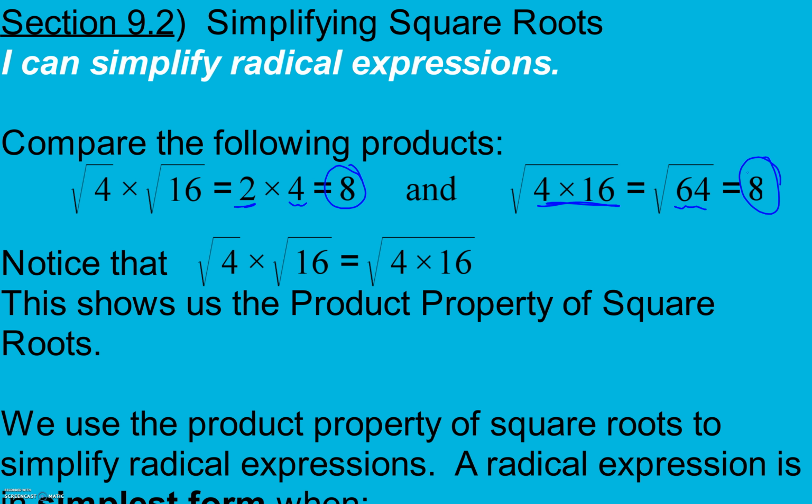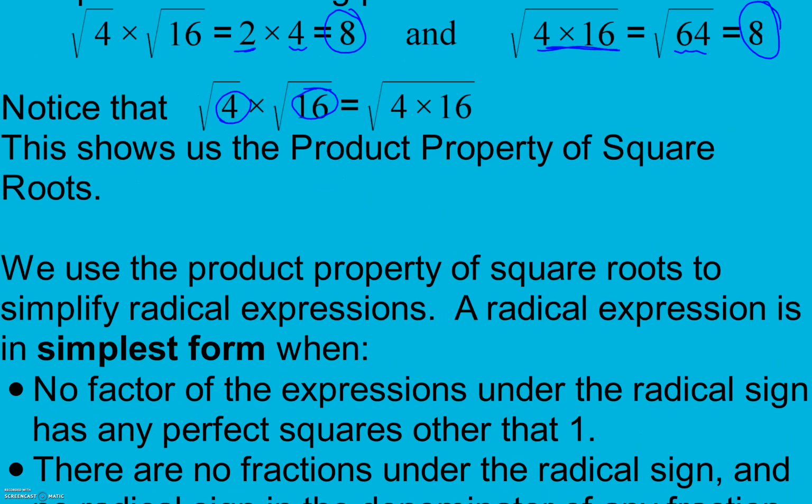So that's going to give us our product property of square roots. We can combine square roots that are being multiplied as one square root and multiply our inside parts. Again, those are called our radicands. We can use the product property of square roots to simplify radical expressions.